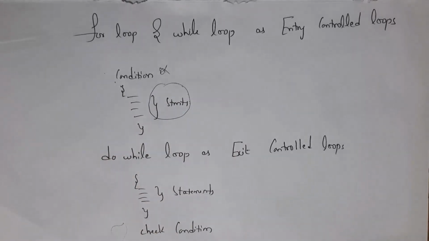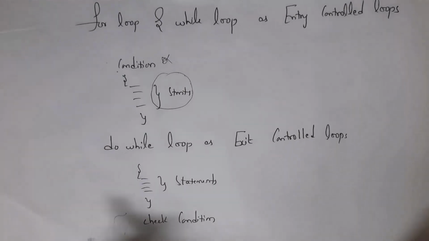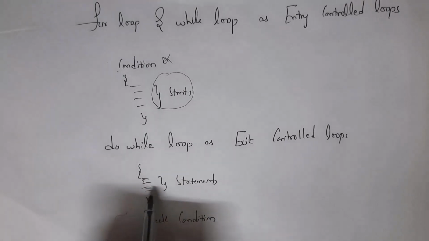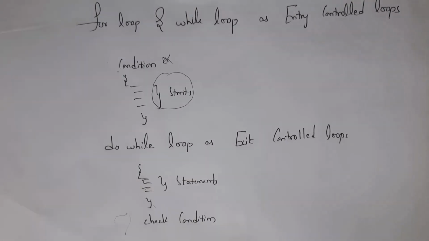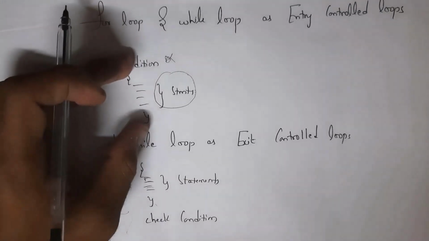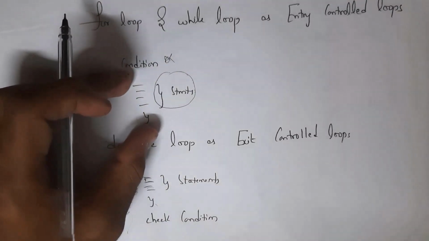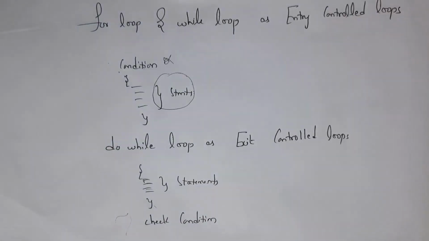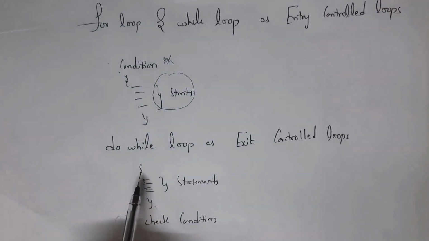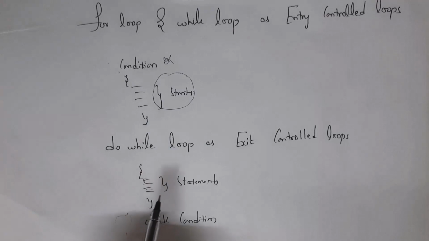So we call the for loop and while loop entry controlled loops, and we call the do while loop an exit controlled loop, because at first it will execute the statements. After executing the statements, it will check the condition. For entry controlled loops, at first it will check the condition, and only if the condition is true will the statements inside the loop be executed. But for the exit controlled loop, at first it will execute the statements. After that, it will check whether the condition is true or not.